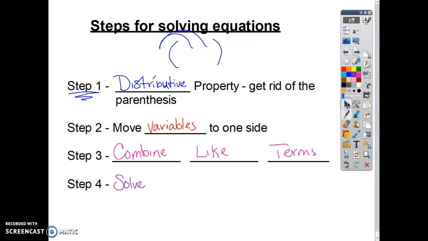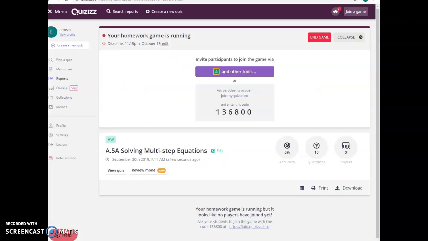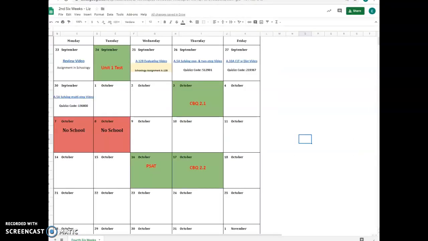Okay, so I'm going to do 6 examples with you, and then you're going to do a quiz. And remember that the quizzes you can find in Schoology, and it's in the calendar, and I put the code there. That's the code that you use for homework if you want to bring your grade up.